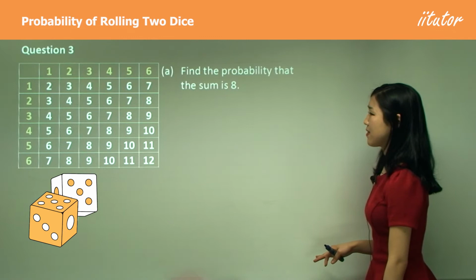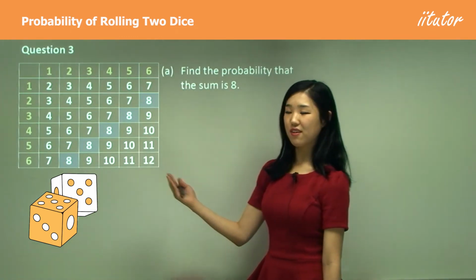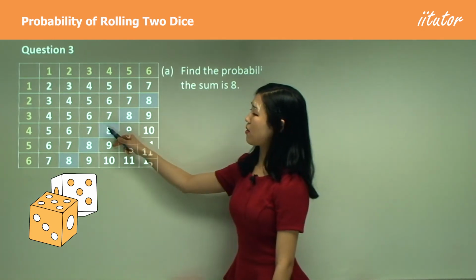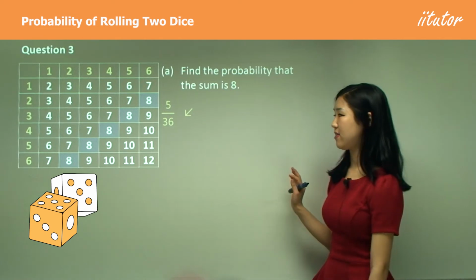Find the probability that the sum is 8. Well, you can see that these ones, the sum is 8. It's just there for you. So you can see that that's 1, 2, 3, 4, 5. So 5 out of 36. And we can't simplify that any further, so that's the answer.